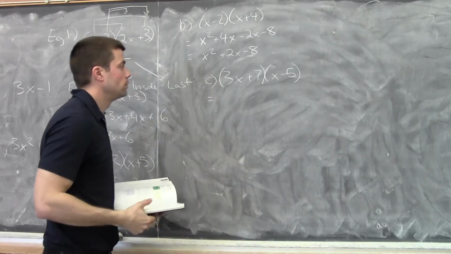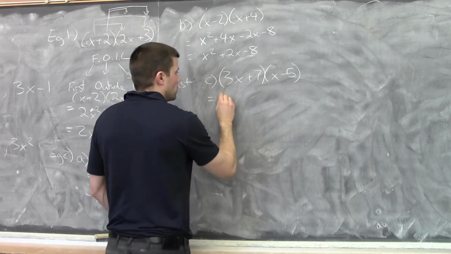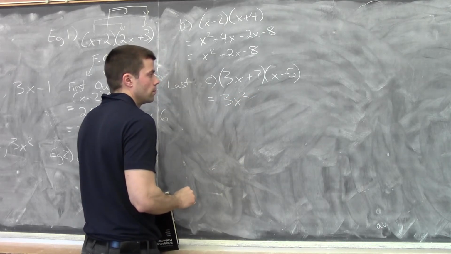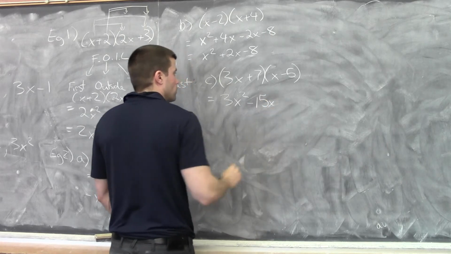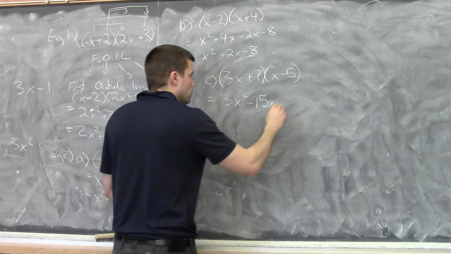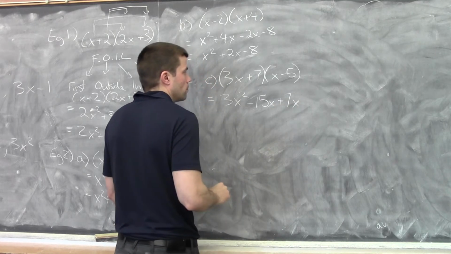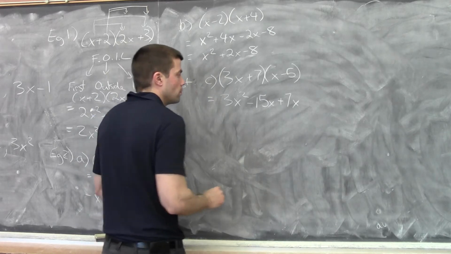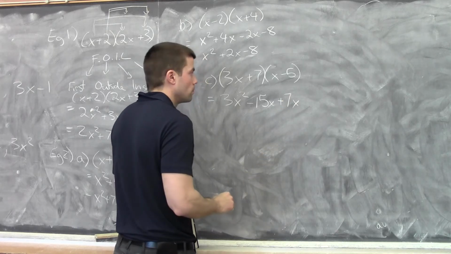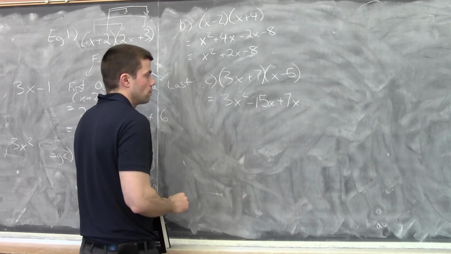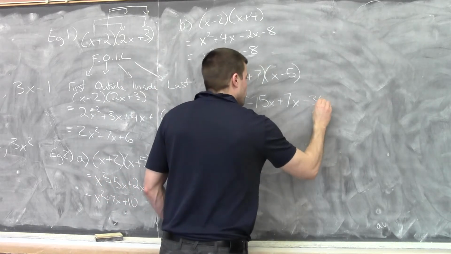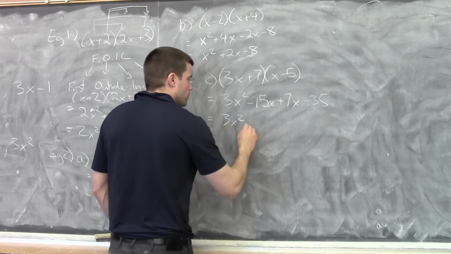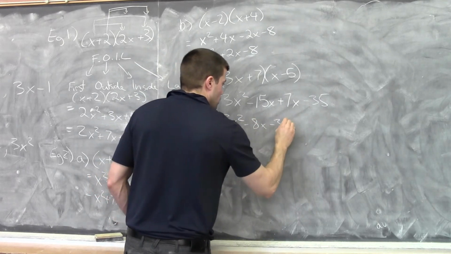Okay, Kyle, you're up. So 3x squared minus 15x plus 7x. Wait, is it? What am I out? And x plus 2? No. Minus 35. Good. Minus 35. And 3x squared minus 8x minus 35. Good.